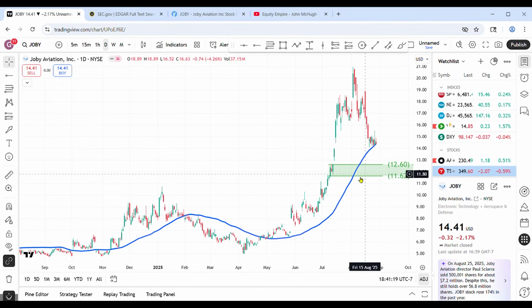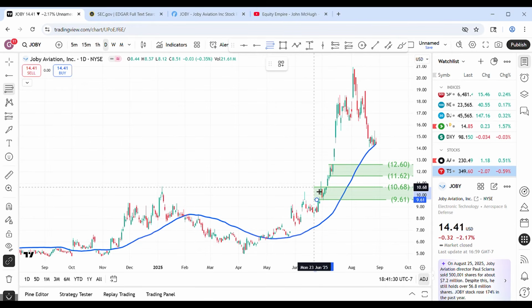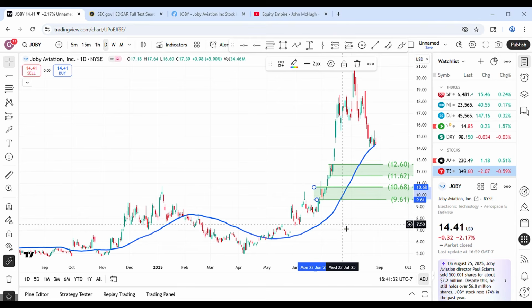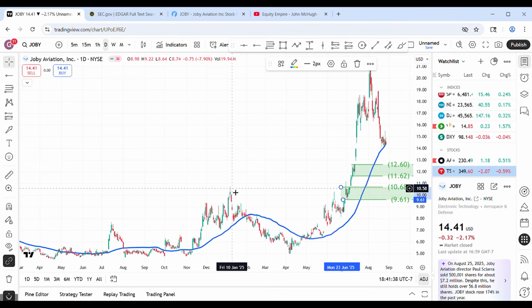Now, if you wanted to be even more price sensitive than that, there's another support level right here in the 1068 to 961 price range. And that support level happens to coincide with the 1-year breakout point. So the high in January 25, that support level is just at the lower boundary of the breakout point from January of 2025. So two different breakout points.